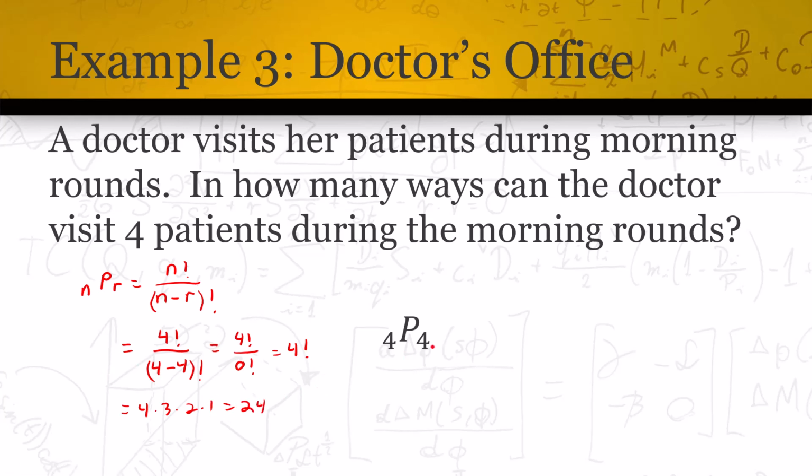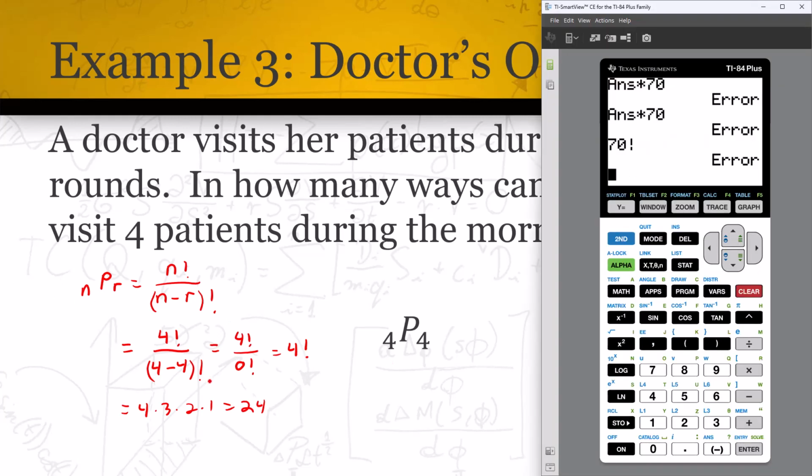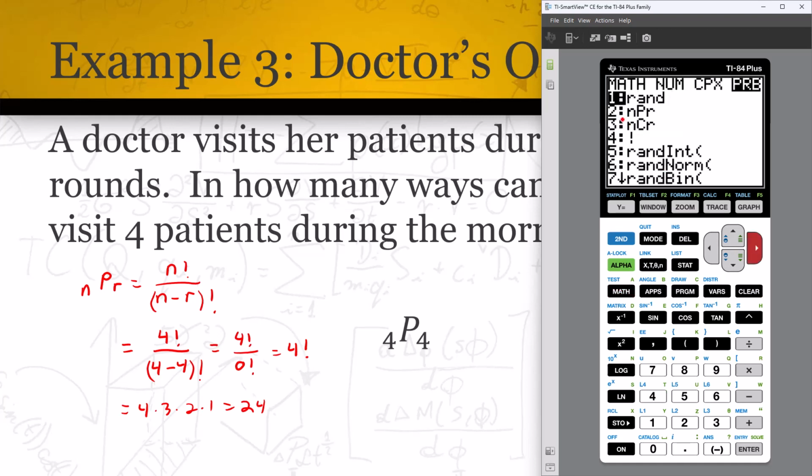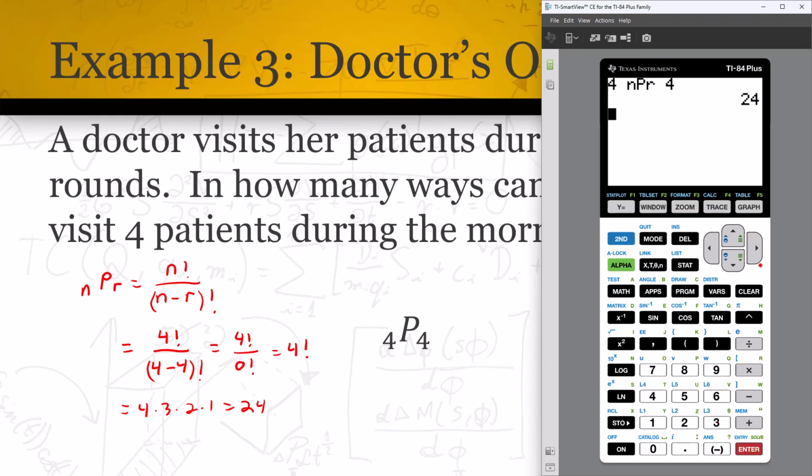Now, you can go through this, or you can actually have your calculator compute this for you. How can you do that? So let's go ahead and bring our calculator up. The first thing we want to do is put in our 4. Then we want to go into math, go over to probability. See here we have nPr. Highlight that, that happens to be a 2. Hit enter, and there it is. And now put in your other 4. Hit enter, and there you go. We have 24. So that is actually how it's done on a TI-84 Plus.